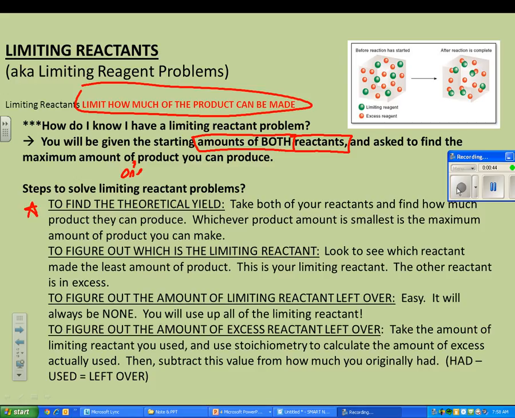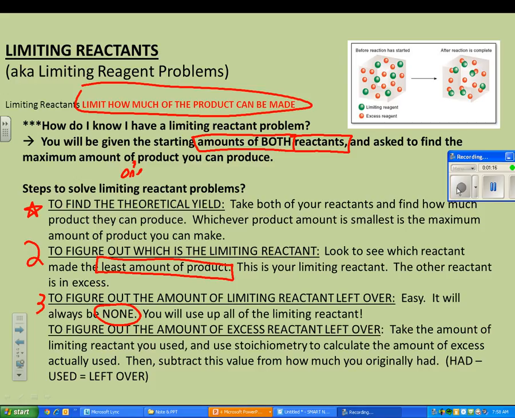That's what we've been doing this entire unit, so no surprise that we've got to do that. The next step, step 2, is to figure out which is the limiting reactant. So you see which made the least amount of product. Remember, that's the most we can make, so it's the smallest amount possible. Step 3, to figure out how much of the limiting reactant is left over, it will always be none. So you should really like those questions. There's never any of the limiting reactant left over because we used it all.